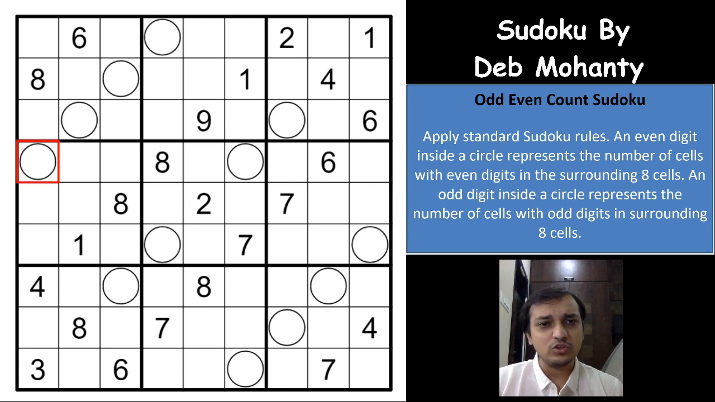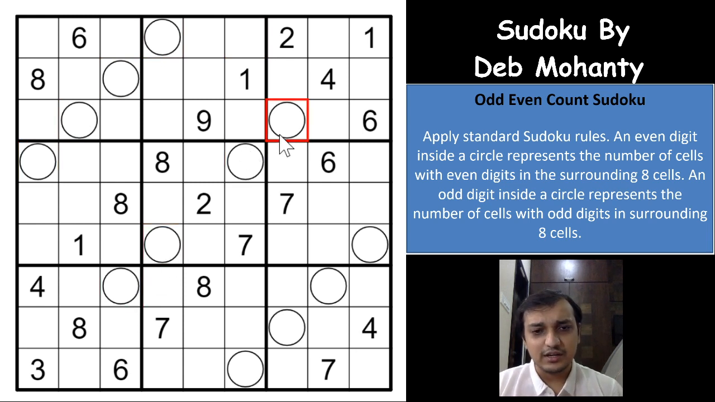Coming to the Sudoku, according to the rules, we have to fill digits 1 to 9 in each row, column, and 3 by 3 box without repetition, as usual, classic rules. And there are some circles in the grid, as you can see.